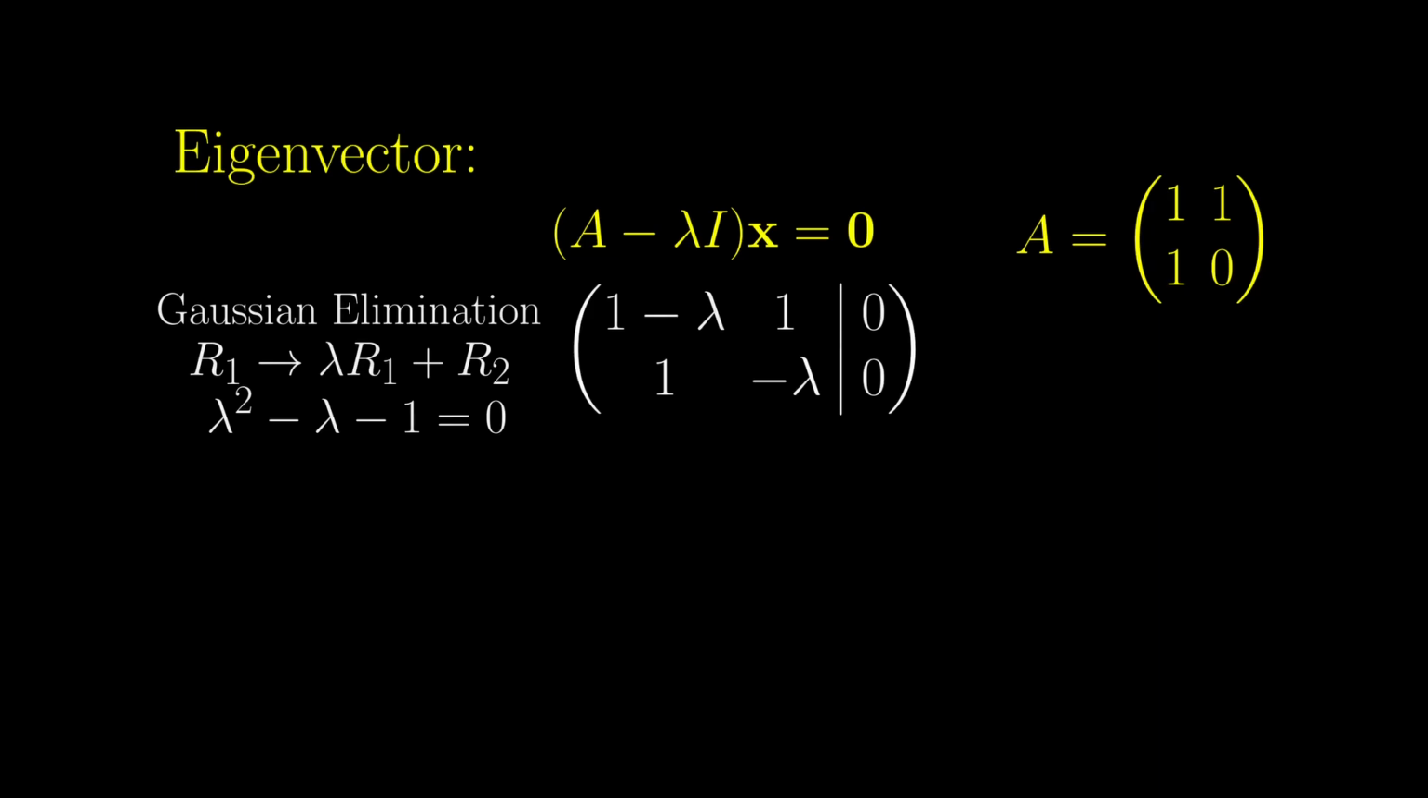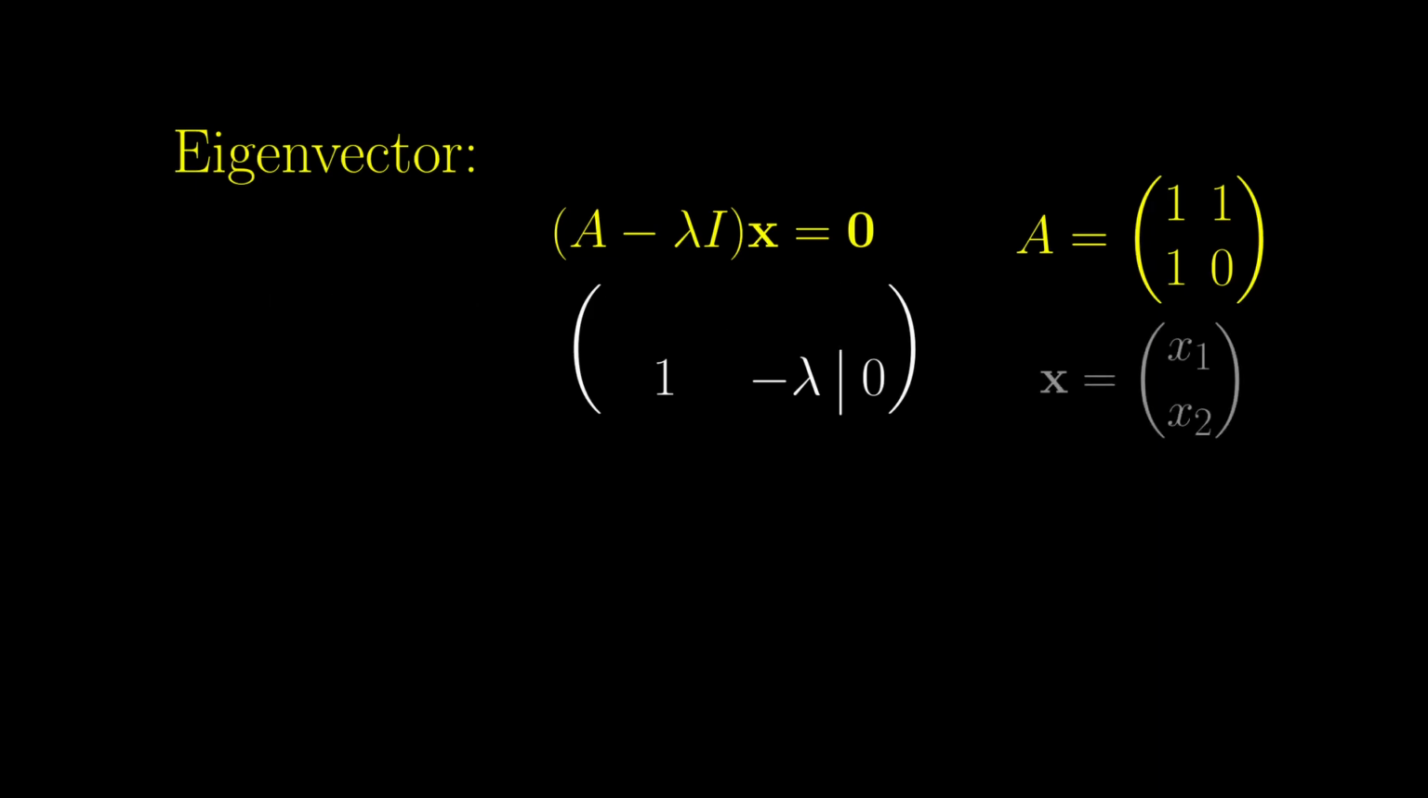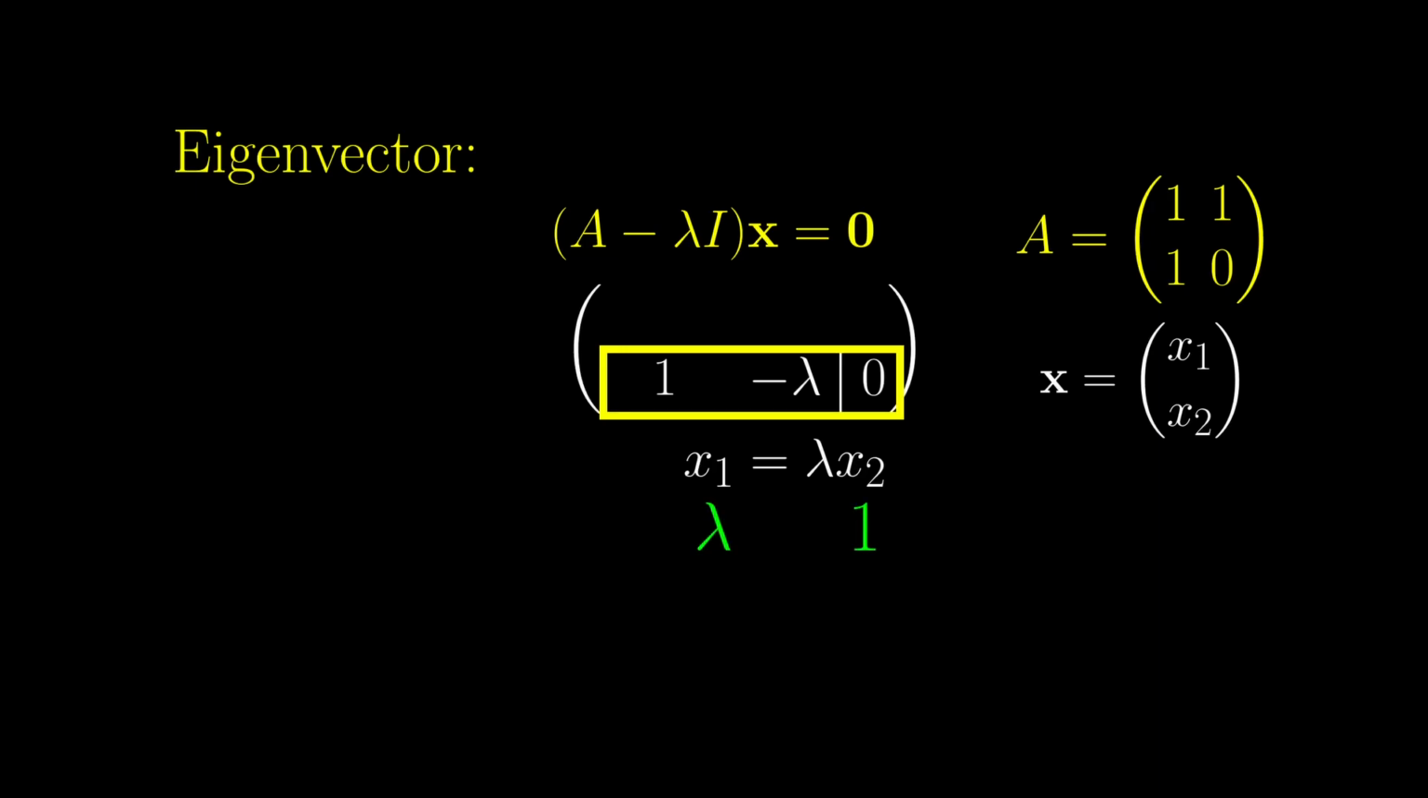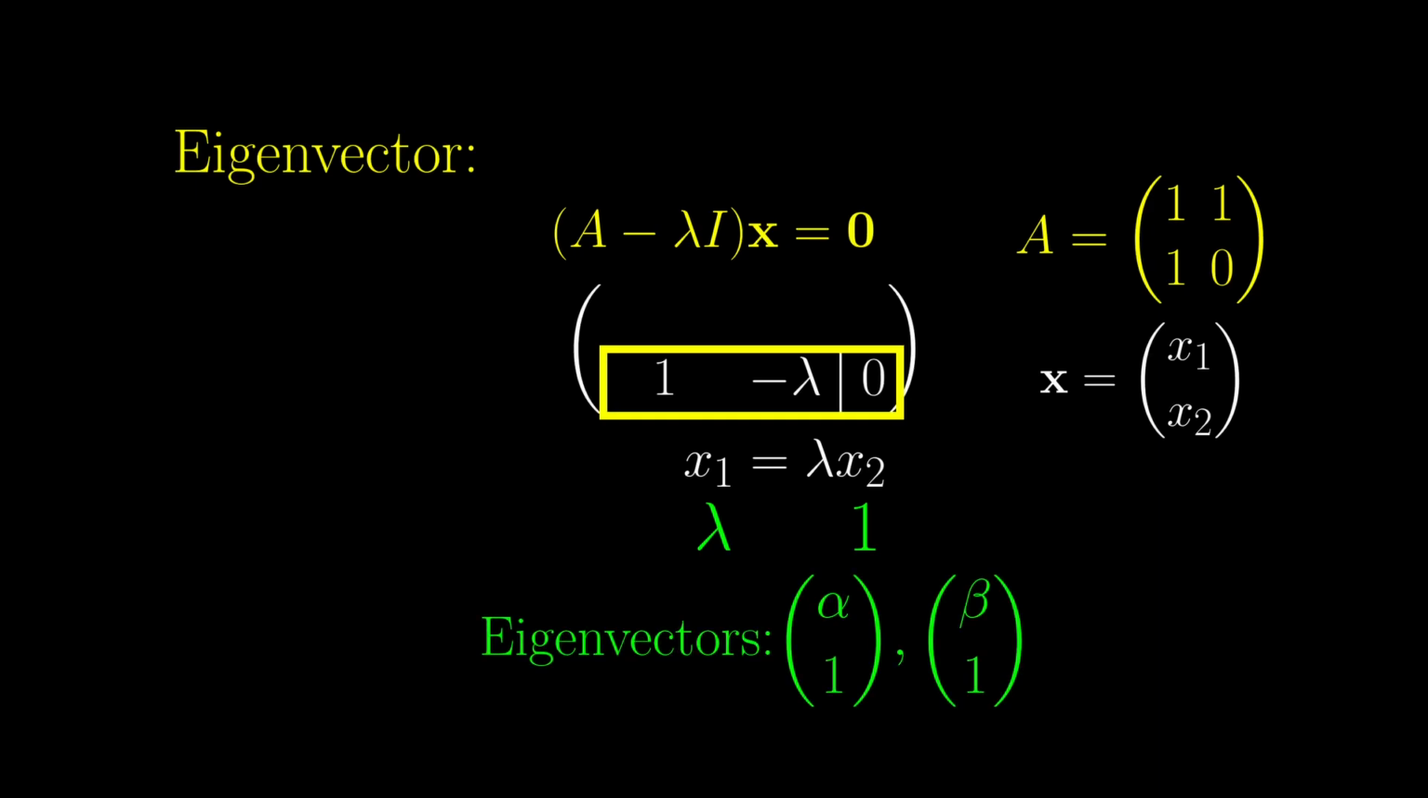If we then write the vector x as shown, then from this equation, we have x1 to be lambda times x2. The most convenient values of x1 and x2 to take is that x2 being 1 and x1 taking one of the two values lambda can take. Hence, the two eigenvectors associated with the different eigenvalues are these two vectors.